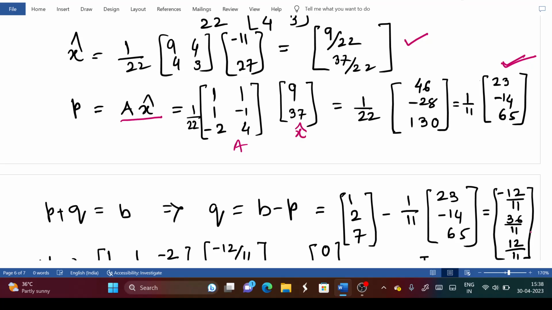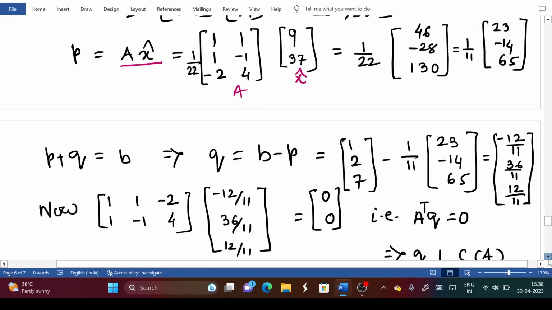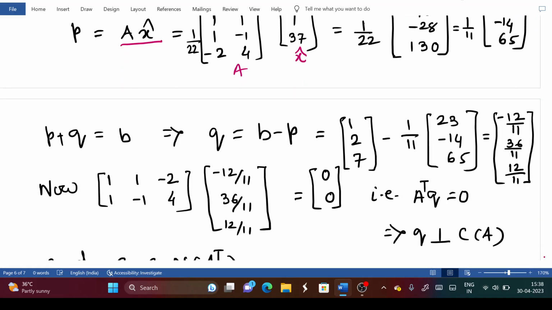So finally, this one is the projection P. Calculations can be verified. It is always subject to error, so one should not depend on these values. These are the methods, so we can do our own calculation as per the problem's need.